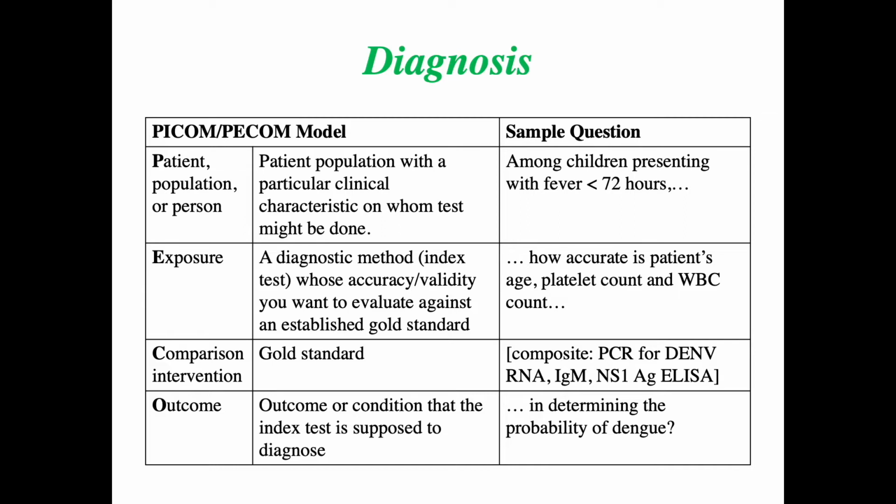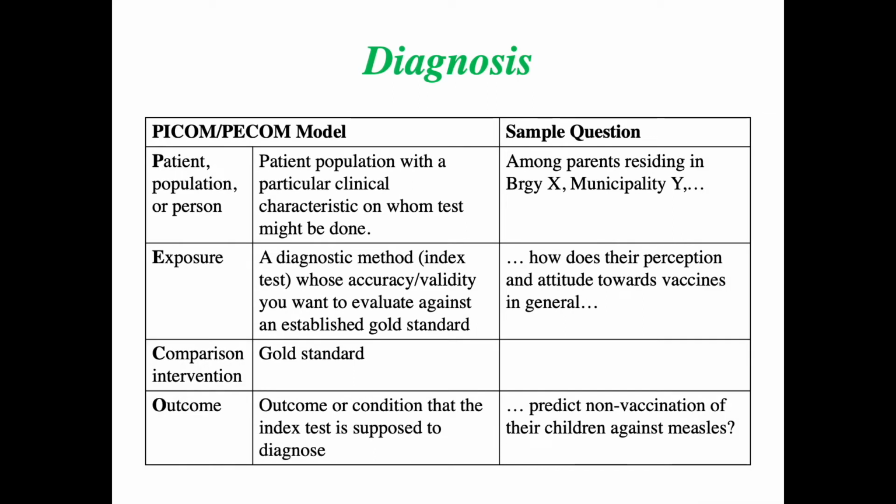So in this particular case, we're testing a cheaper alternative. We're using the composite of patient's age, platelet count, and WBC as a group of diagnostics, which are obviously cheaper than the ones being compared to. We want to assess whether this particular composite is just as good as the standard tests being used to diagnose or to predict the probability of dengue.